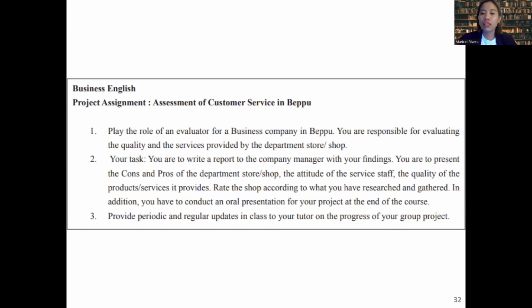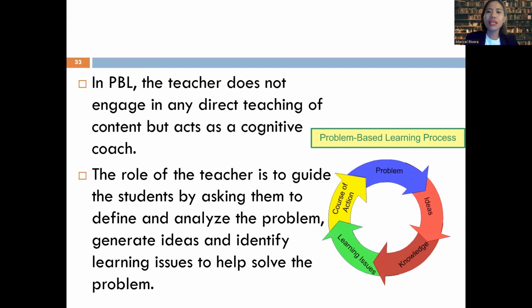In addition, you have to conduct an oral presentation for your project at the end of the course, and we provide periodic and regular updates in class to your tutor on the progress of it. So the tutor here is the teacher. In the PBL also, we start with a problem, we do have the ideas, the knowledge, and then learning issues, and then one course of action.